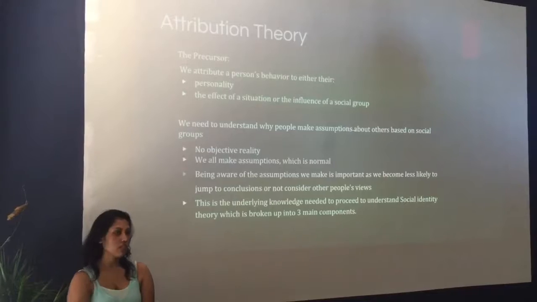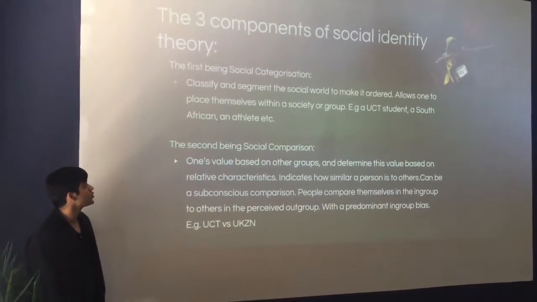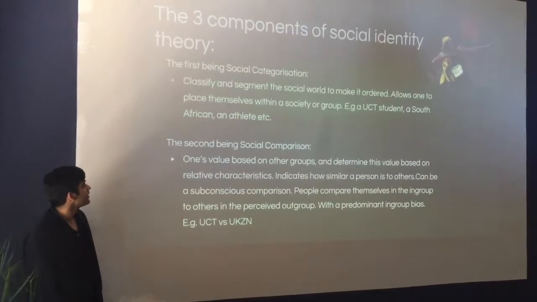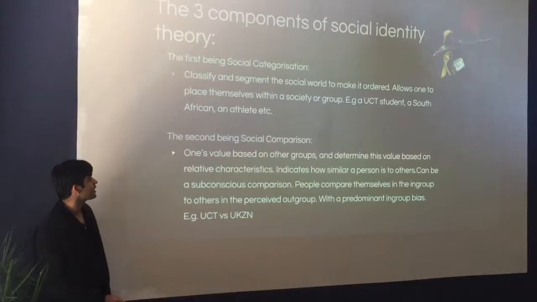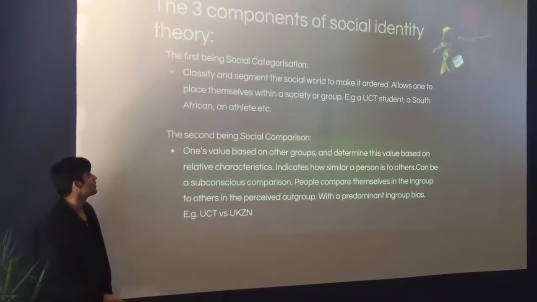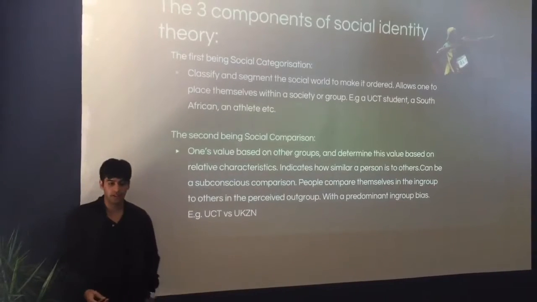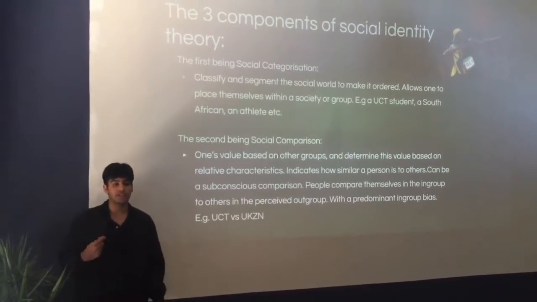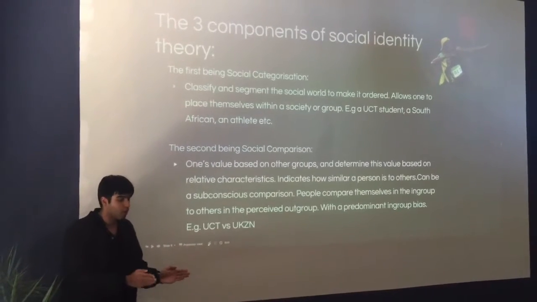That's the basic underlying knowledge we need to look further into social identity theory, which is broken up into three main components. The first is social categorization, where an individual basically classifies and segments the social world to make it ordered, which allows one to place themselves within a group or society. For example, a UCT student. So before we compare or consider any other factors, one just single-handedly focuses on where they view themselves.